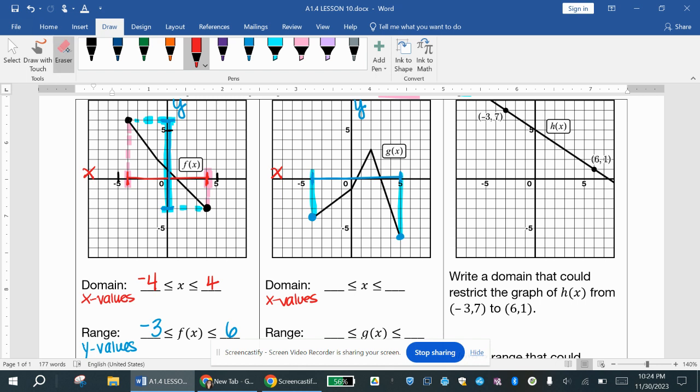I just realized I color-coded these wrong. I'm so sorry. I'm going to try to be more consistent. I'm going to use red and pink for the domain values. Farthest left, farthest right. Follow it to the x-axis. So this is the domain. I'm just OCD sometimes. Okay, so that's -4 all the way to 5.